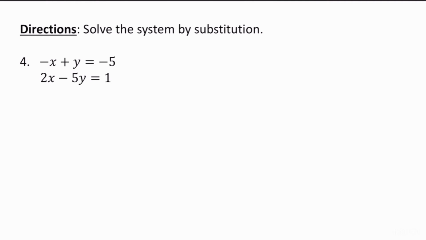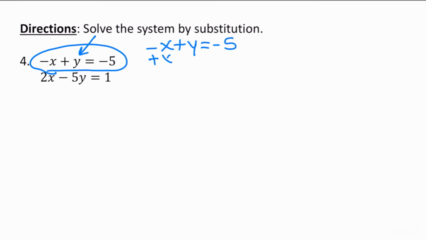So instead, let's choose the, quote unquote, easier equation, which is the top equation. And I'm going to go ahead and solve for y, since the y is already positive and by itself, in the sense that it doesn't have a coefficient next to it besides 1, of course. So here, if I have negative x plus y equals negative 5, then I'm going to add x to both sides. I get y equals x minus 5.